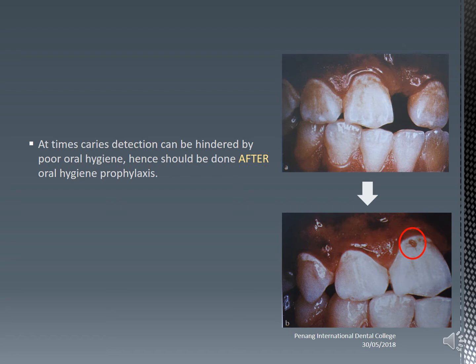So it's evident from the picture shown here. On the top right corner you can see a central incisor. There is no evidence of caries, but after the plaque removal a cavitated lesion can be clearly detected at the cervical area.